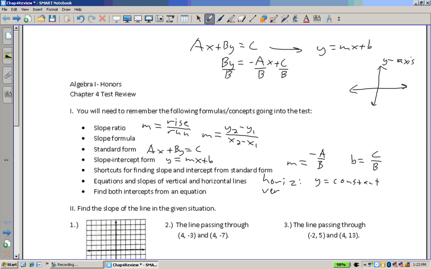A vertical line, now notice, this is the x-axis. The x-axis is like this. Well, that means an x equals line looks like this. That's a vertical line. So it's x equals some sort of constant. What are the slopes of these? Well, for a horizontal line, m equals 0. This is a horizontal line.